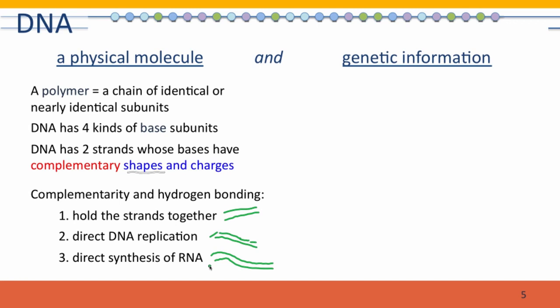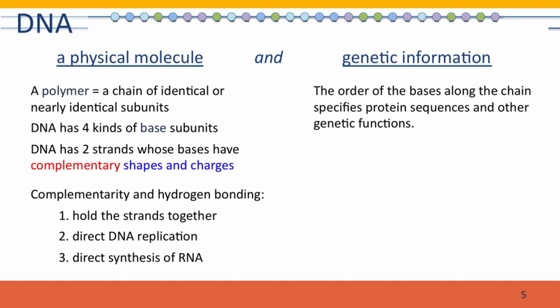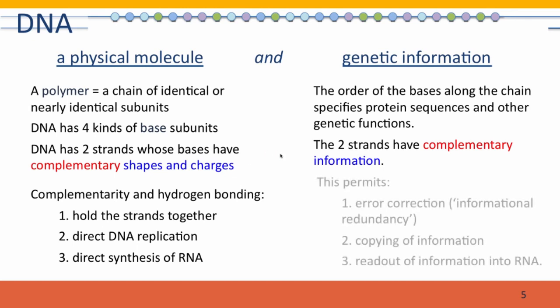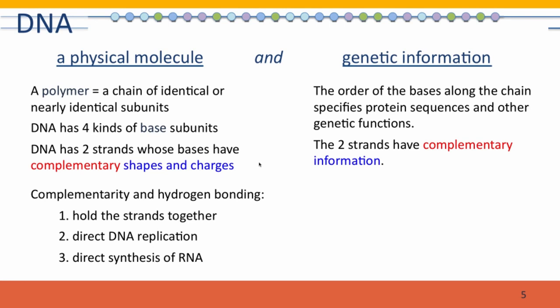Now, these base pairings also create the genetic information in the DNA, the order of the bases along the chain, because that's what specifies protein sequences, which are the workhorses of the cell, and it also specifies other genetic functions. So the two strands have complementary shapes and charges. Thus, the two strands have complementary information as well, the information being the sequence of the bases.